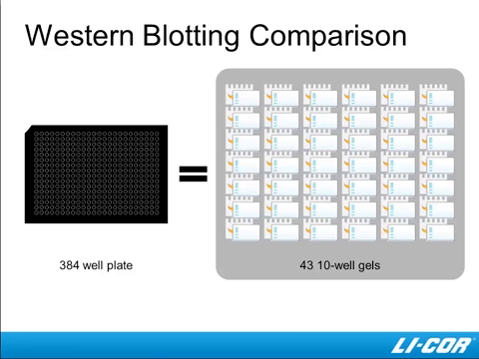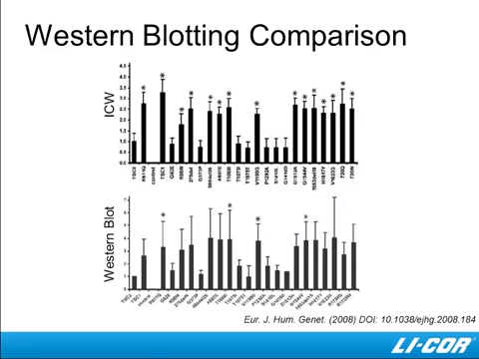Now, not only do we save time, but we get better data. So what I'm showing here is two graphs. The graph on top is a graph from an In-Cell Western experiment, and the graph on the bottom is one from a traditional Western blot. Now, the group that generated these graphs did the same exact experiment. They did it with an In-Cell Western on top and a traditional Western blot on the bottom. Now, the specifics of the experiment aren't really important here.